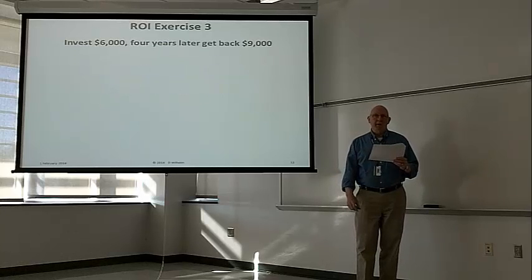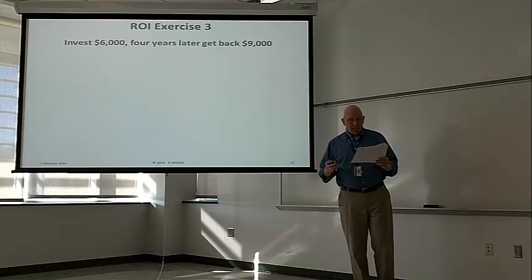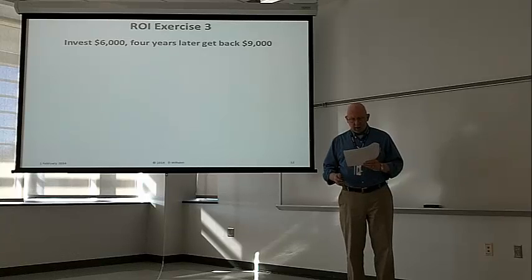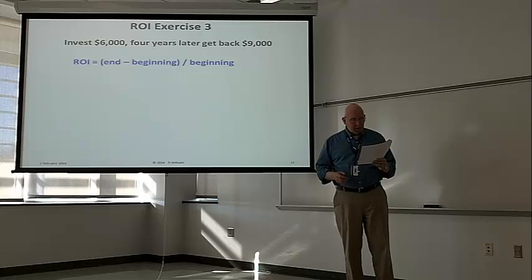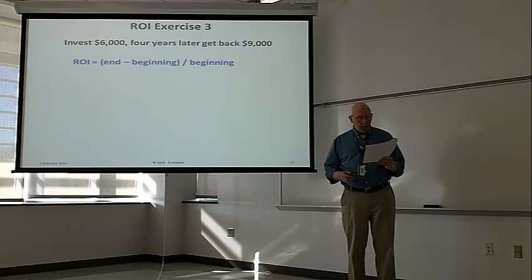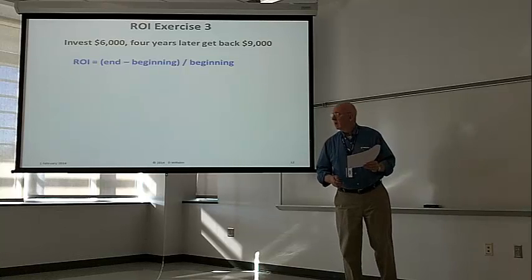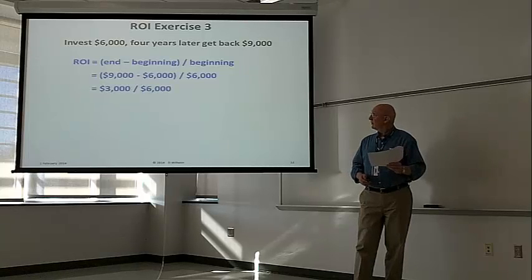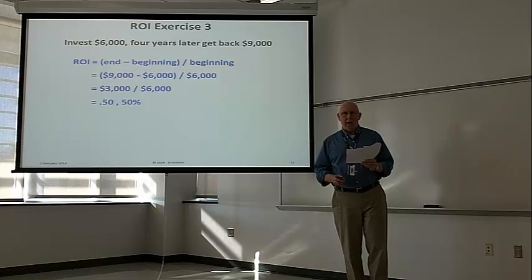Here's a multi-year ROI problem. Invest $6,000, 4 years later, get back $9,000. ROI, end minus beginning, divided by the beginning, $9,000 minus $6,000, divided by $6,000, 3,000 over 6,000, or 0.5 or 50% ROI.